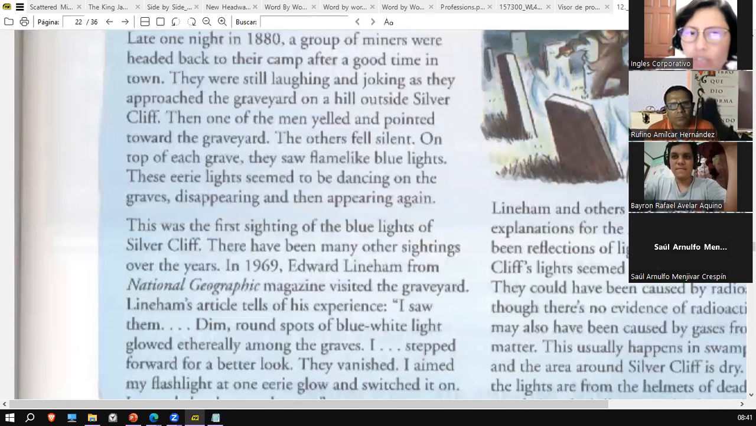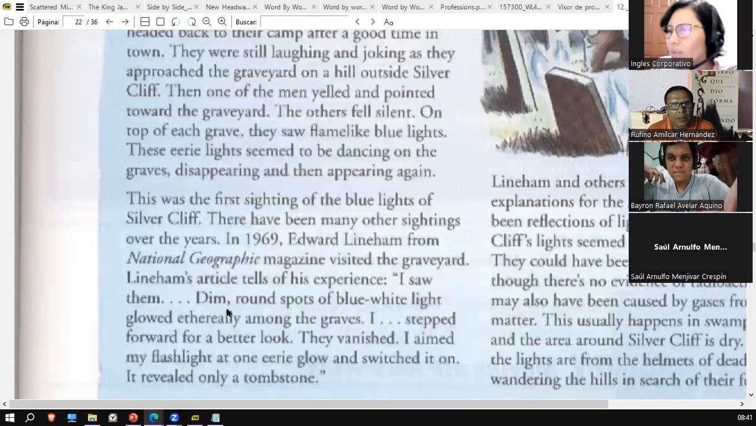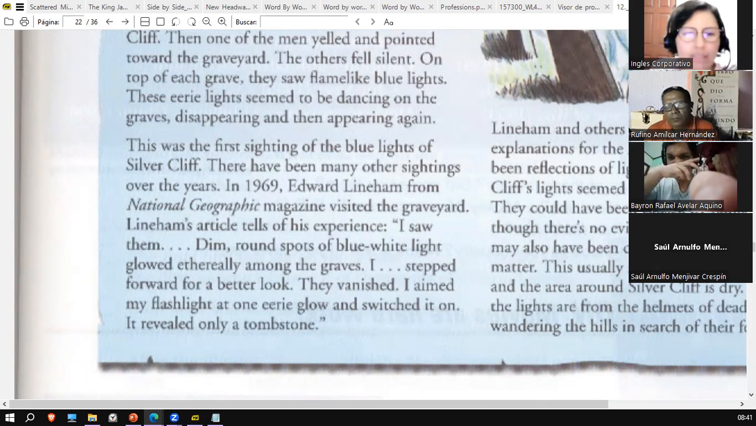Do you know the meaning of eerie? Eerie. It's over here, Ben. Aquí está, eerie glow, eerie. Ok, eerie es espeluznante, inquietante, estremecedor, extraño, misterioso, etc.